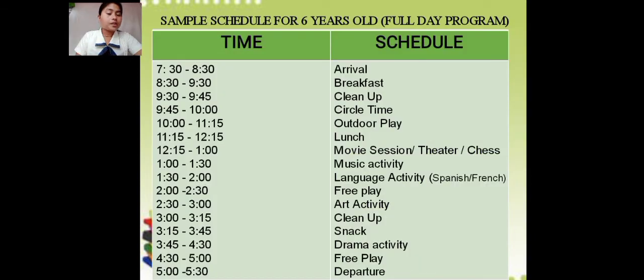Now we have here a sample schedule for 6 years old, the full day program. Starting at 7:30 to 8:30, we have the arrival. 8:30 to 9:30, we have the breakfast. 9:30 to 9:45 is the clean up. 9:45 to 10 is the circle time. 10 to 11:15, outdoor play. 11:15 to 12:15 is the lunch, and so on.